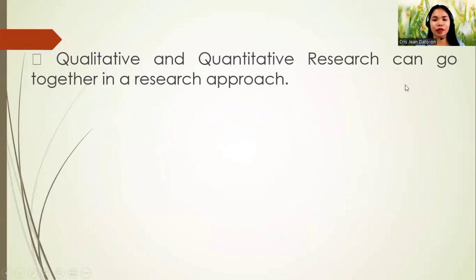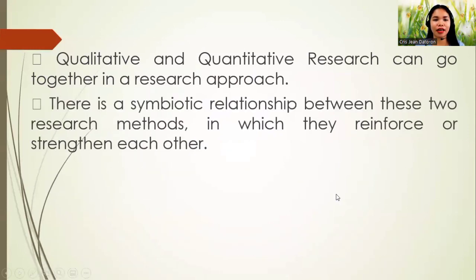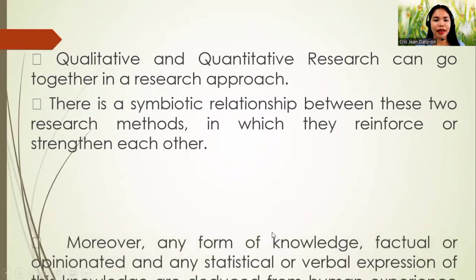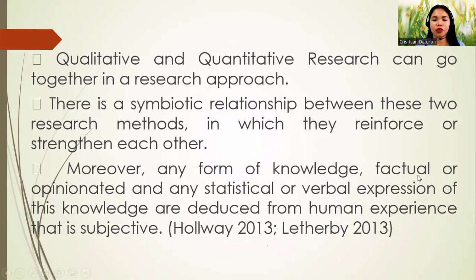Okay, based on those approaches presented to you, these are the ideas that we can deduce. First, qualitative and quantitative research can go together in a research approach. This is the idea of triangulation or mixed method. Second, there is a symbiotic relationship between these two research methods in which they reinforce or strengthen each other. So when we say symbiotic relationship, both sides benefit from each other, right? Then, moreover, any form of knowledge, factual or opinionated, and any statistical or verbal expression of this knowledge are deduced from human experience that is subjective. That's according to Holloway 2013 and Leatherby 2013.